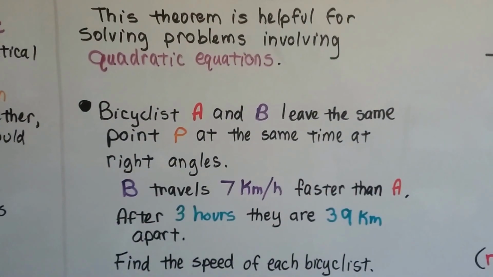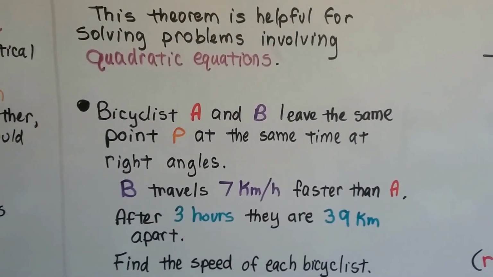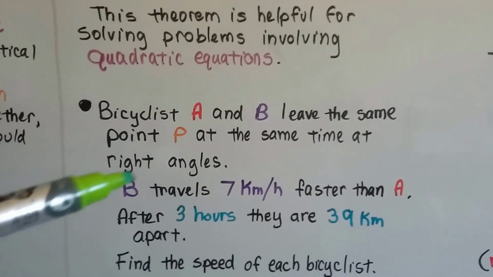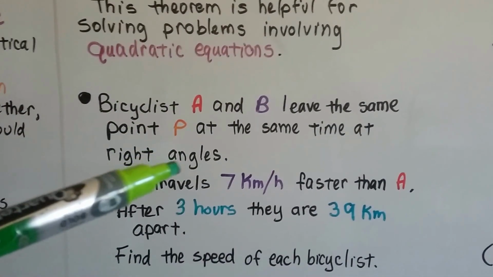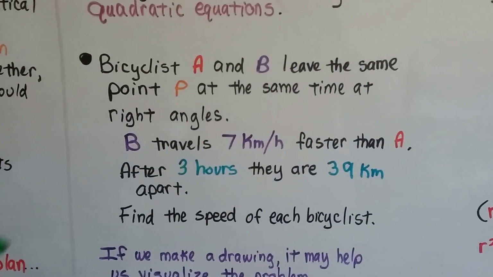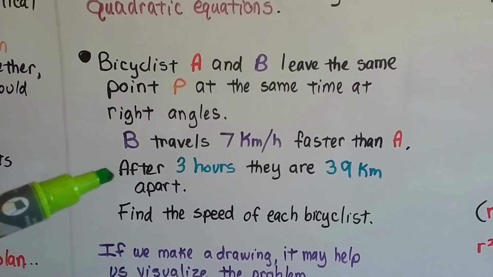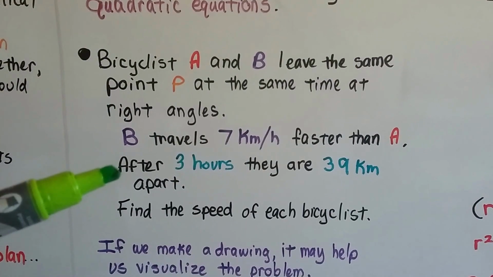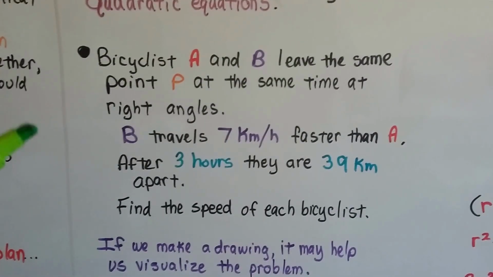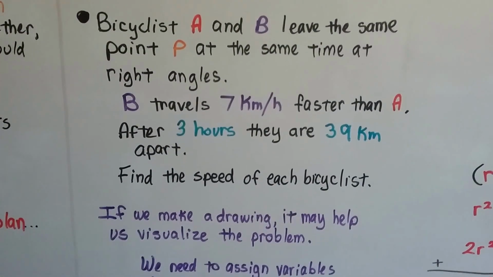So here's the problem. Bicyclist A and B leave the same point P at the same time at right angles. So that tells us right away that we've got these two and there's a right angle, so we've got a right triangle, don't we? B travels 7 kilometers per hour faster than A, and after 3 hours, they're 39 kilometers apart. Find the speed of each bicyclist.